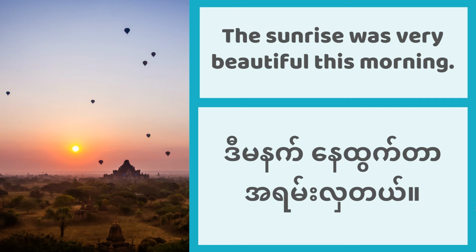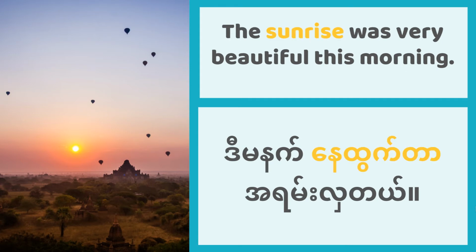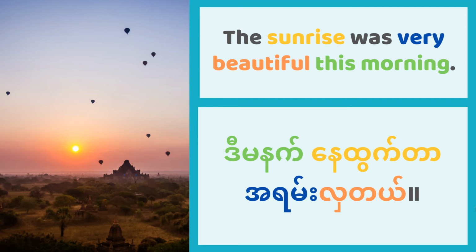It was so beautiful. ဒီမနက်နေထွက်တာအရမ်းလှတယ်. Can you see the word for sunrise? နေထွက်တာ, sunrise. Wonderful. And အရမ်းလှတယ် means very beautiful. That's a nice phrase to know, isn't it? Let's say the whole thing. ဒီမနက်နေထွက်တာအရမ်းလှတယ်. Your turn. Fantastic.